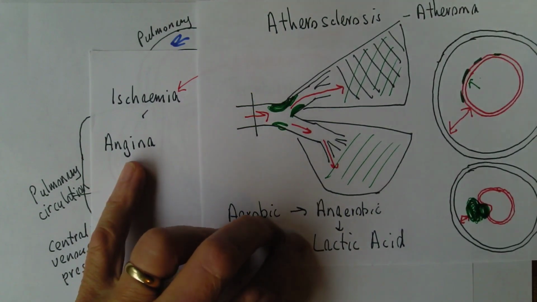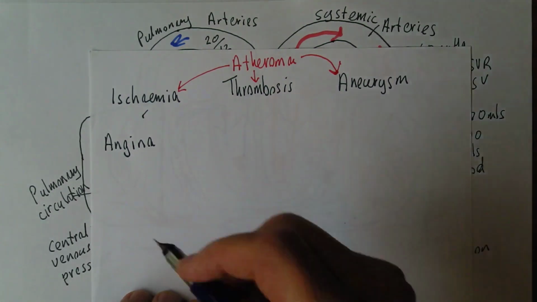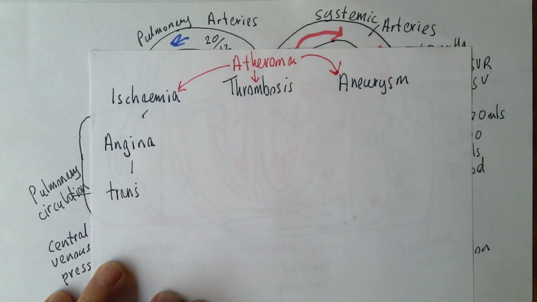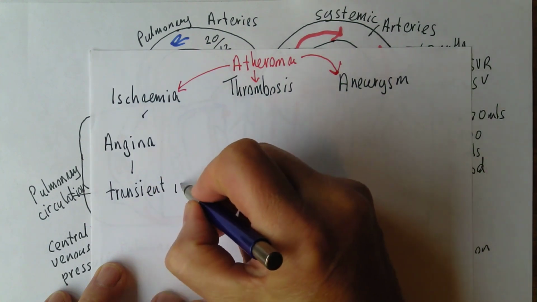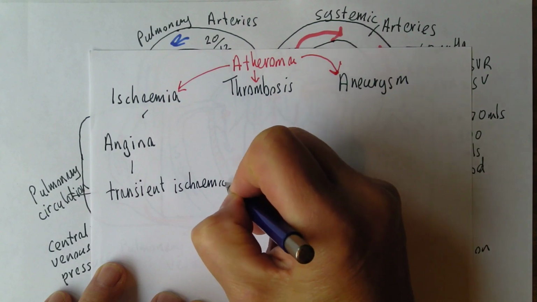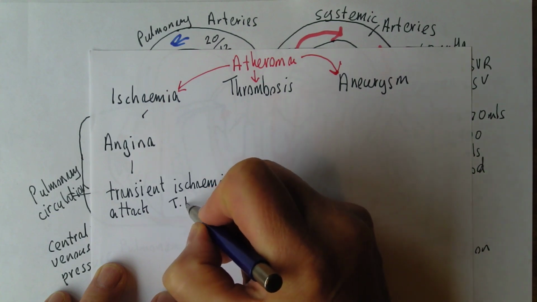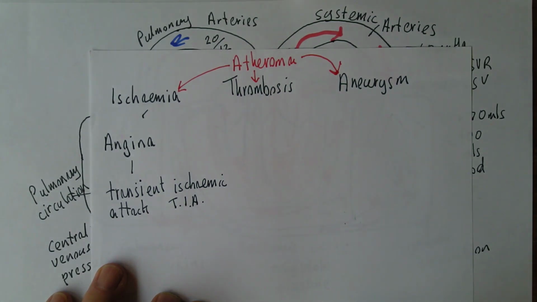So angina, very often angina of effort, comes on when the patient is exercising. And transient ischemic attack, TIA, is caused by a reduced blood supply to the brain for a period of time, giving features very similar to a cerebrovascular accident, but they resolve because they're caused by ischemia as opposed to infarction.